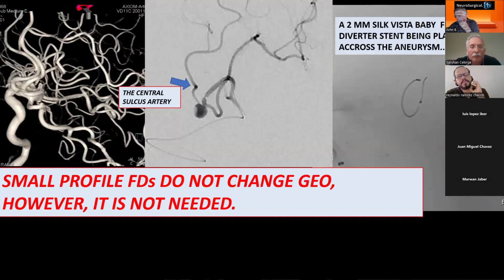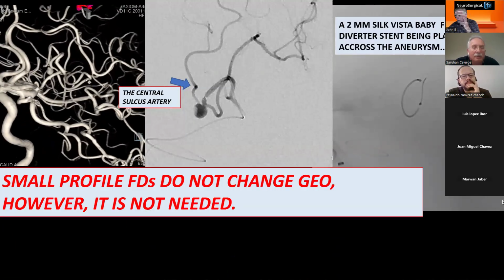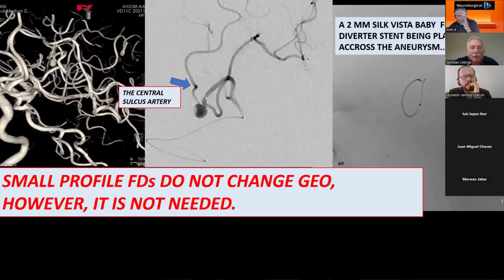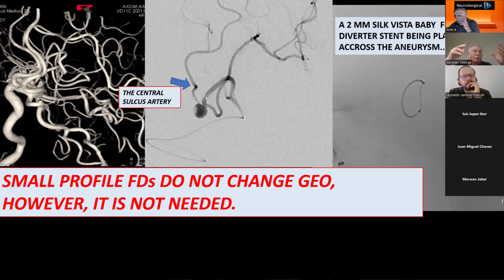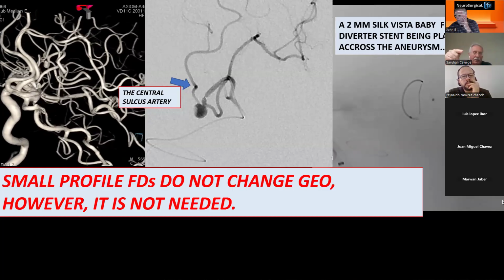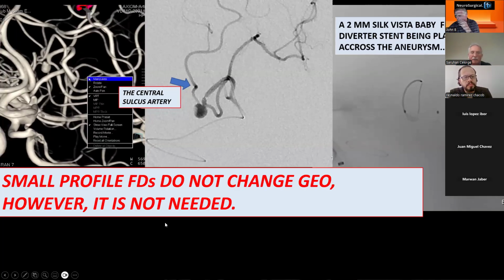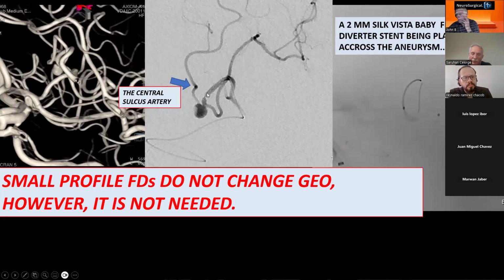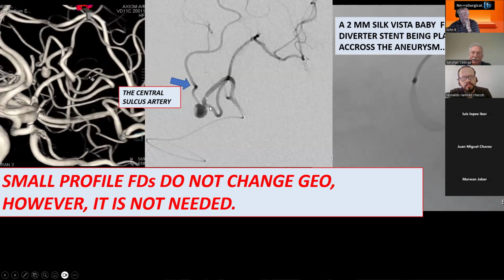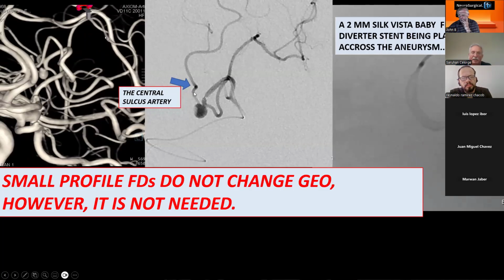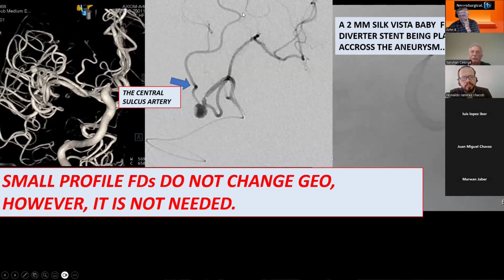Small profile flow diverters do not change geometrical modification, do not do geometrical changes. That's why Silk Vista Baby-like flow diverters do not work in MCA bifurcation or ACAM. However, it works here. This is a distal MCA aneurysm. Actually, this is a post-central sulcus artery. This is the aneurysm, and central sulcus artery is coming off the aneurysm sac.